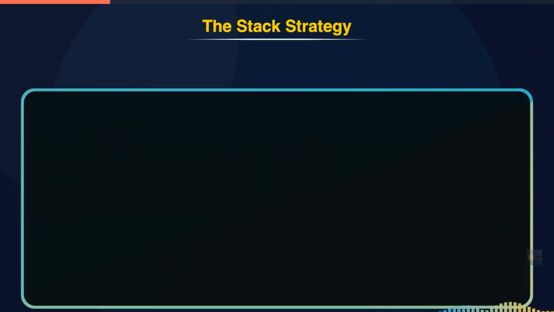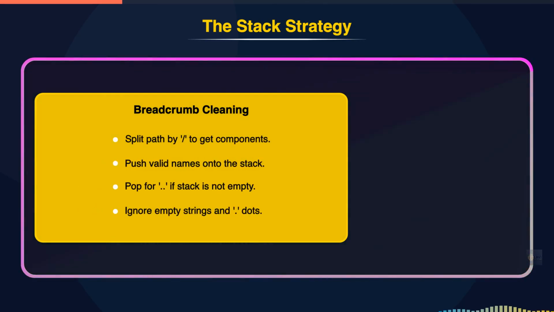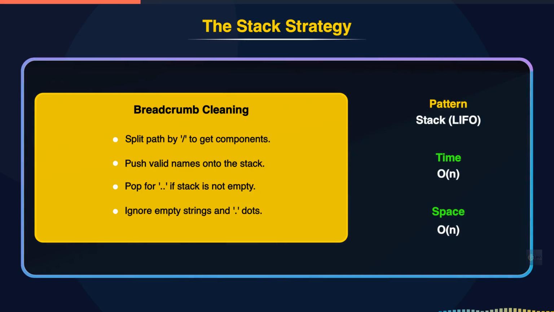We can split the input string by the slash character. This gives us a list of components. Then, we use a stack to track our directory names. When we see a normal name, we push it onto the stack. If we see a single dot or an empty string from multiple slashes, we just ignore it. But when we see a double dot, it's our signal to move back up, so we pop the last directory off our stack. Finally, we join everything left in the stack with slashes.